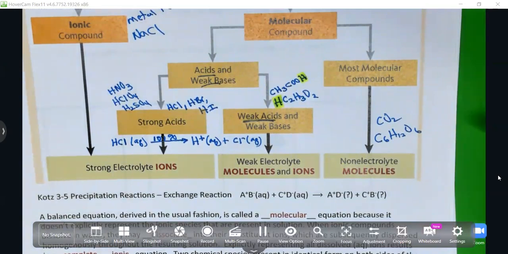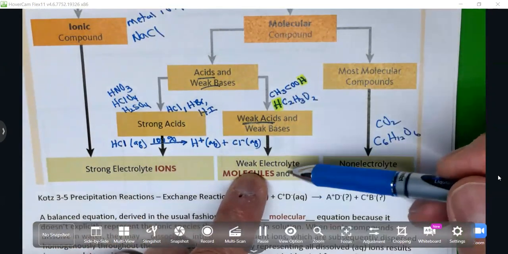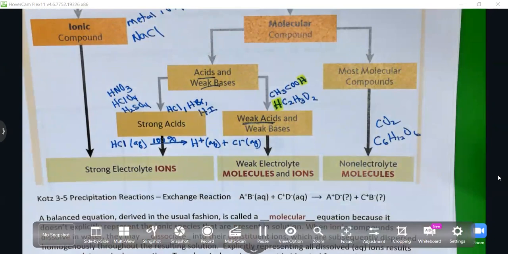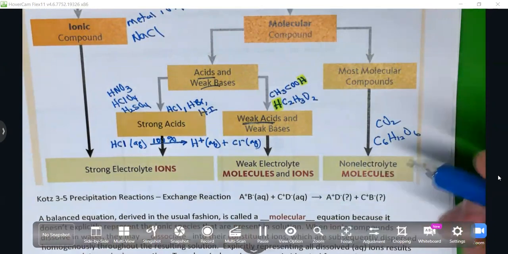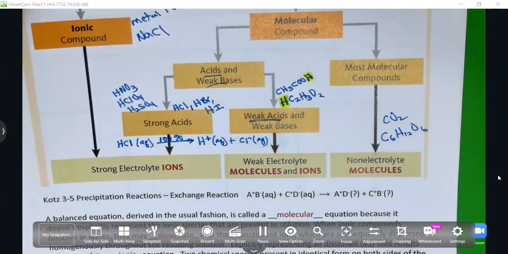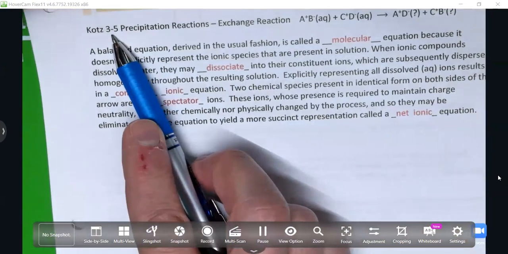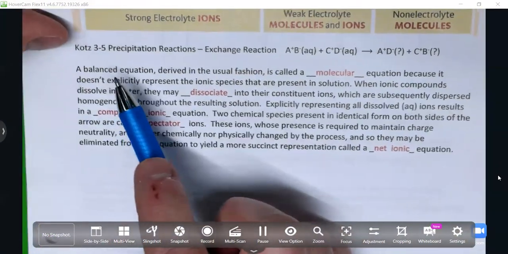So in summary, what happens for a strong electrolyte? You get a whole bunch of ions in solution. Weak electrolyte, you get few ions in solution. And for a non-electrolyte, virtually no ions in solution. Okay. Here's section 3.5 of your book when it's summarized.